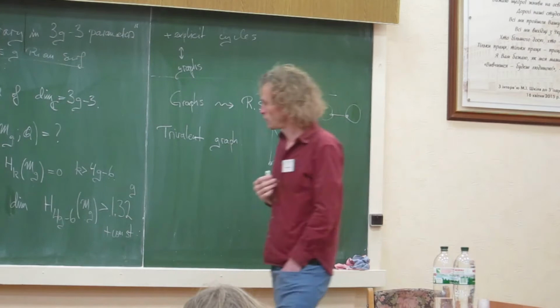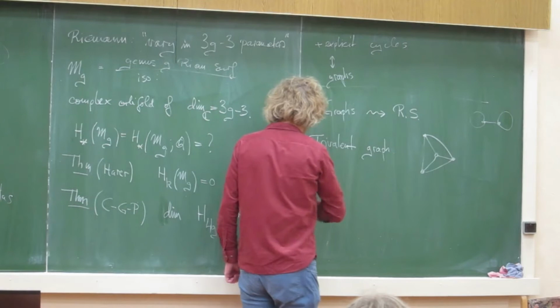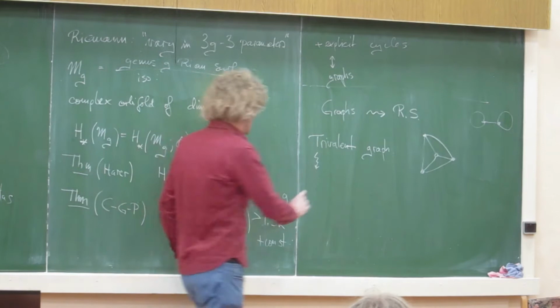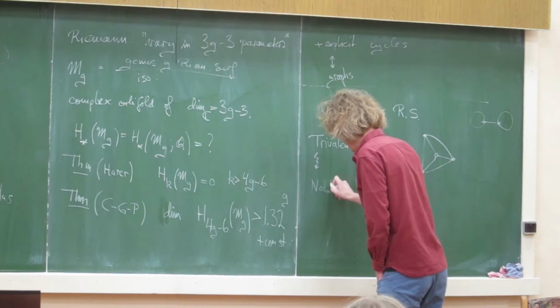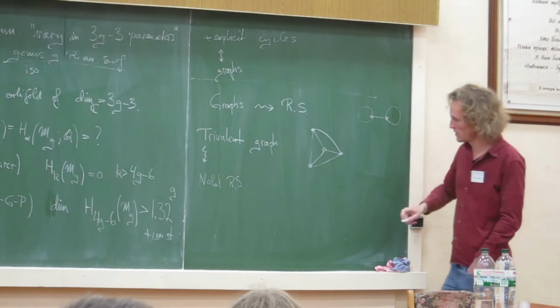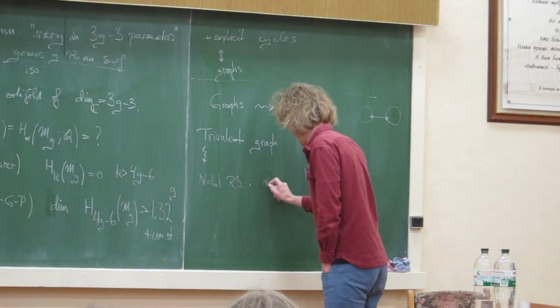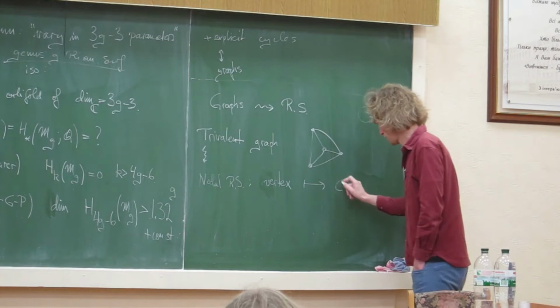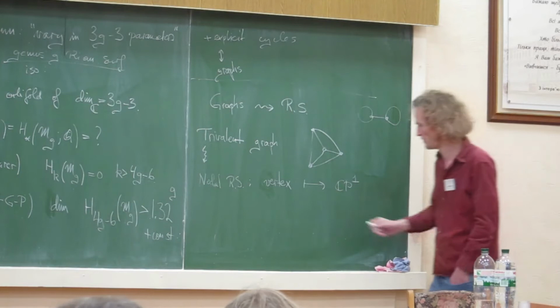Every time you have a trivalent graph, there is almost a Riemann surface. There's a nodal Riemann surface that is obtained by replacing each vertex by a copy of the Riemann sphere, CP1, each edge by a node.